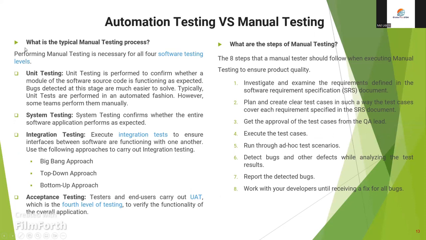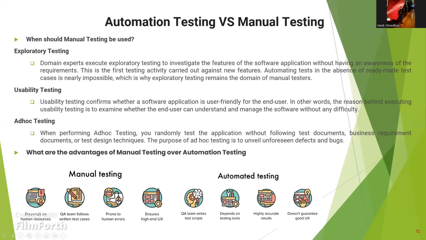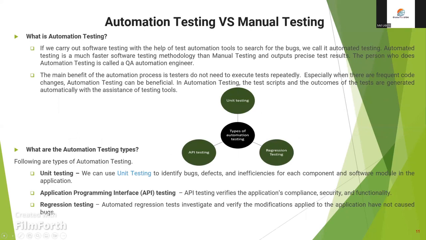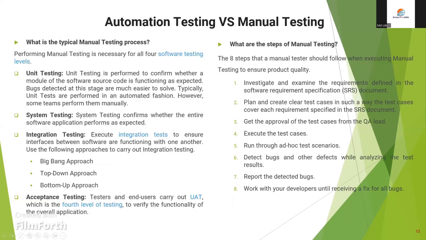So what is the typical manual testing process? Manually we first do unit testing and then system testing. No, we have to identify what the tests are. We do unit testing, and then integration testing, right? Then system testing. No, unit and system, then integration, and the last one is acceptance testing. Like unit, system, integration, acceptance.